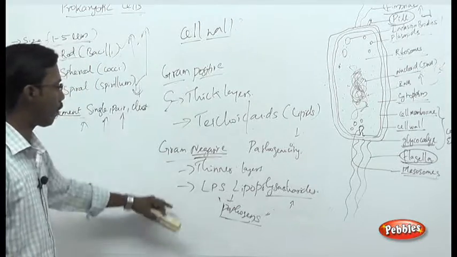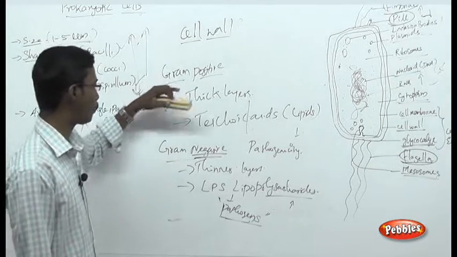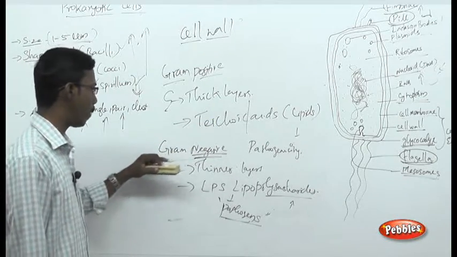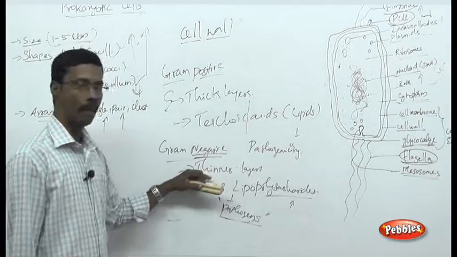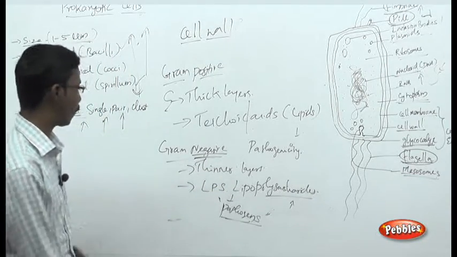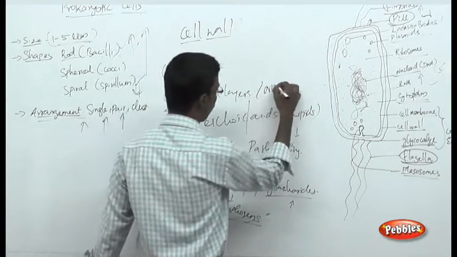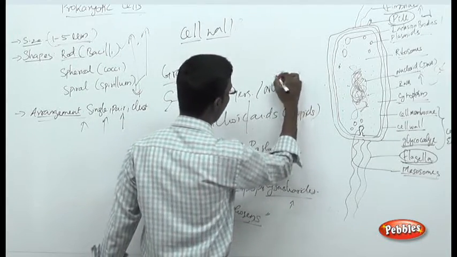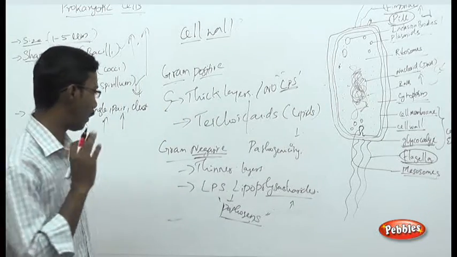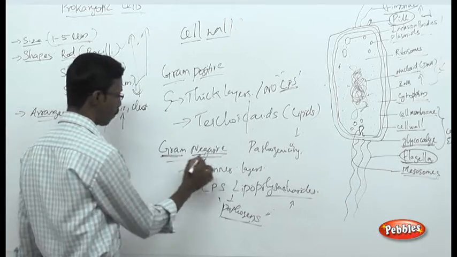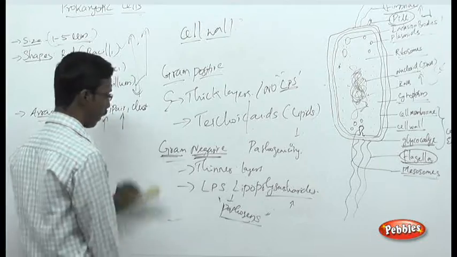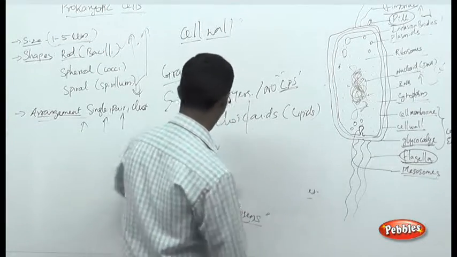Okay, so these are the differences you have to remember. In the case of gram positive, there are thick layers of peptidoglycan and teichoic acid is present. In the case of gram negative, they have thin layers of peptidoglycan and lipopolysaccharide is present. There is no lipopolysaccharide or LPS layer in the case of gram positive. And one more thing you have to remember, gram negative bacteria have some unique structures that are absent from gram positive cells. They have the outer membrane.